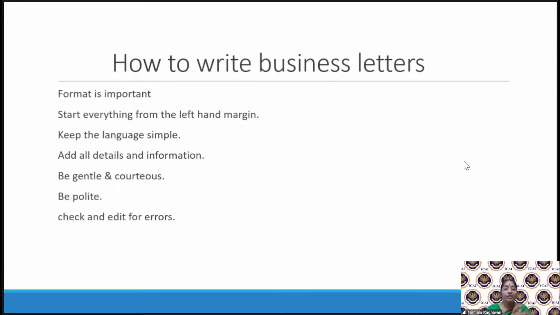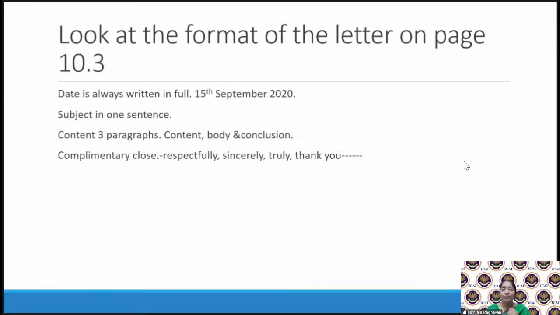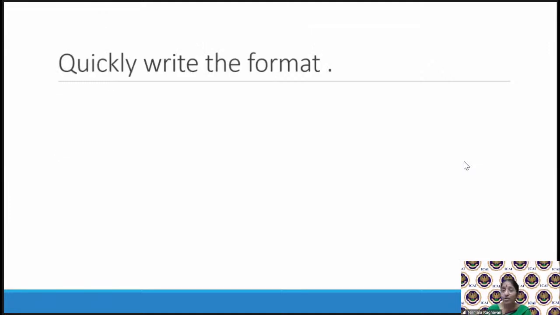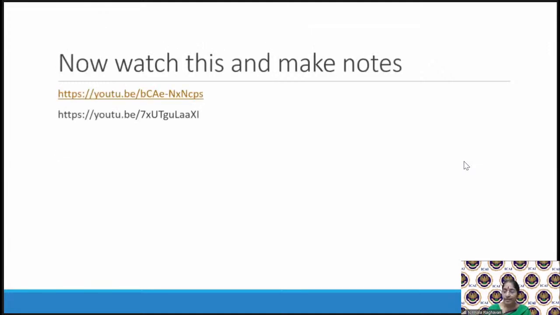How to write business letters? Format is important. Start everything from the left-hand margin. Keep the language simple so that the other person understands without a doubt. Add all details and information. Be gentle and courteous. Be polite. Check and edit for errors before you submit. The format is subject in one sentence. The date is in full. Then 3 paragraphs: content, body and conclusion. Complimentary clause: respectfully, sincerely, truly, and thank you. You can use one of these.